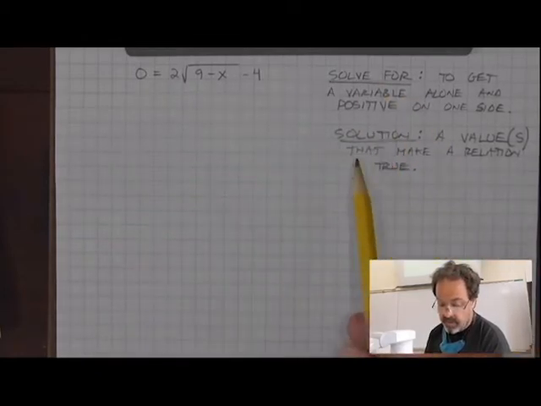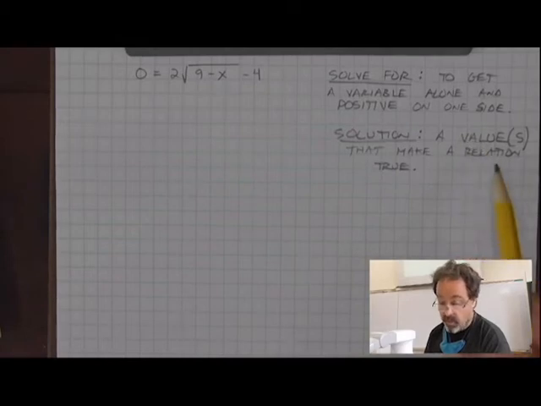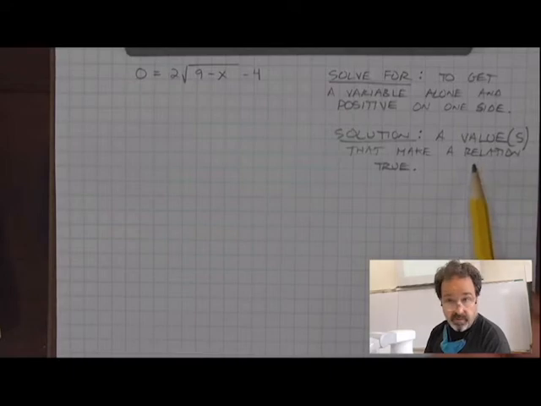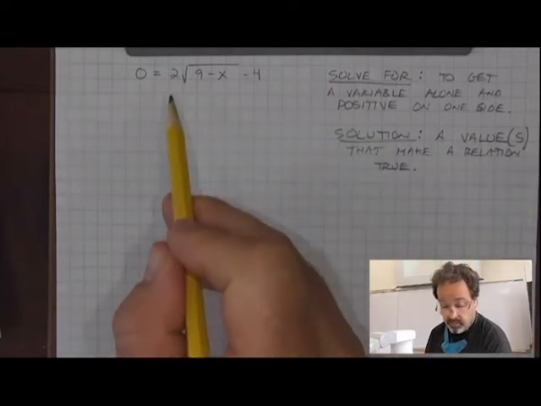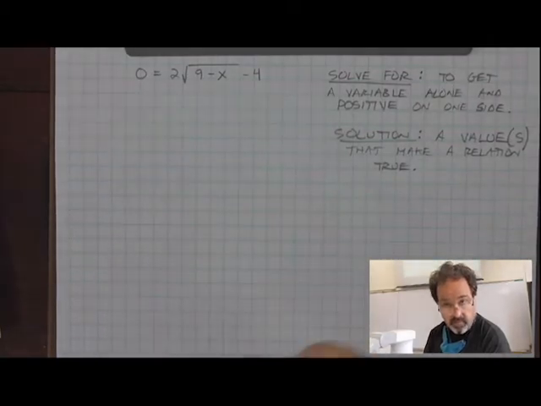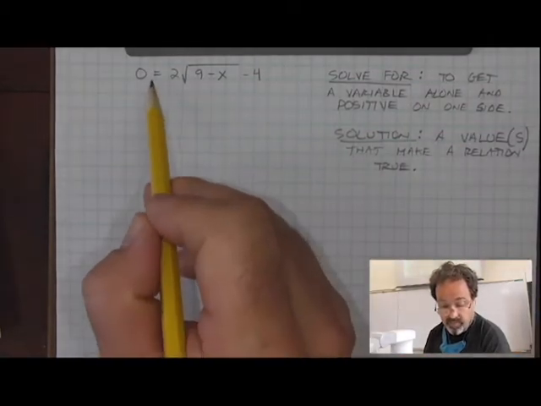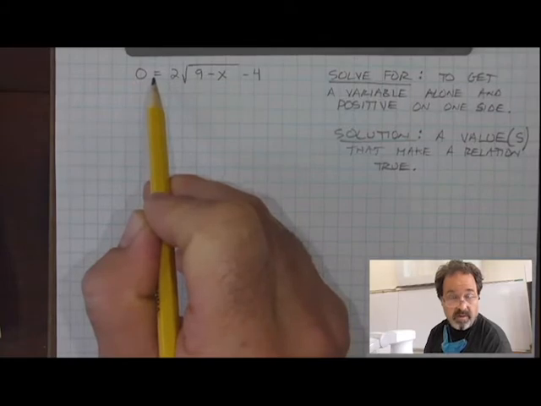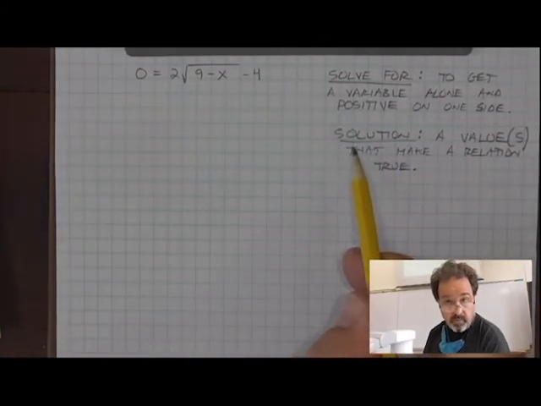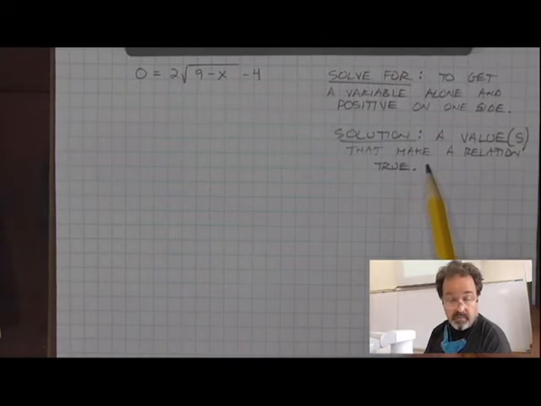And notice that in the definition of a solution, I've used the word relation, because we can have solutions to inequalities, and inequalities and equations are all relations. This example here is a relation that's also an equation, because we're using an equal sign instead of an inequality sign. So the definition of solution is also useful for inequalities.